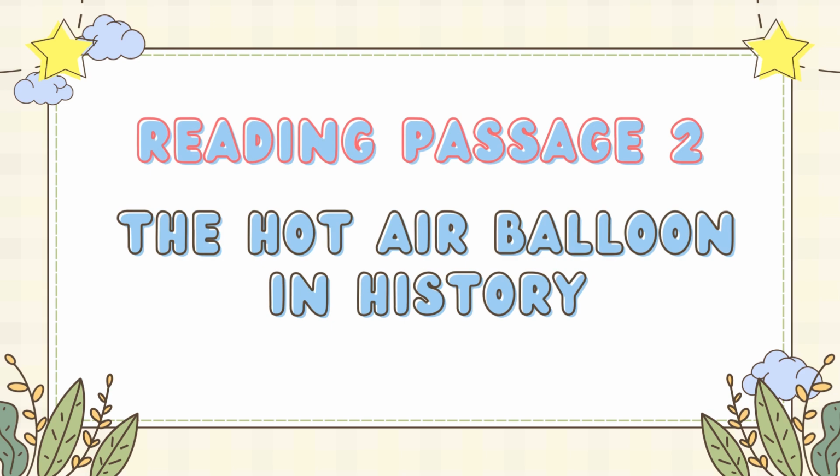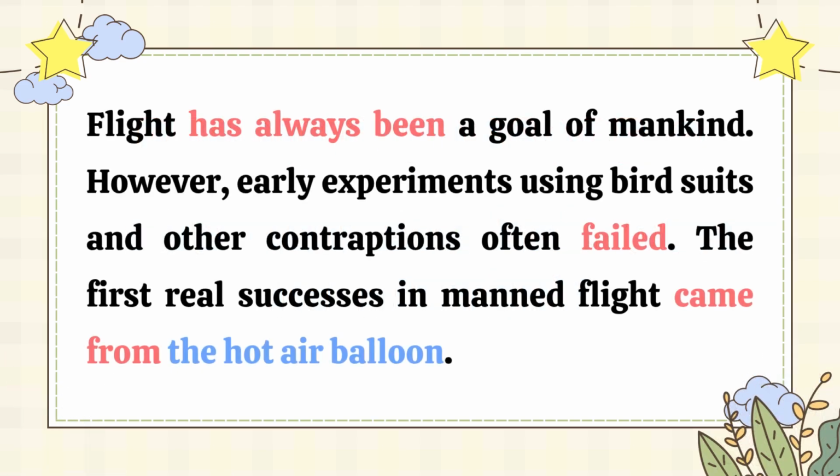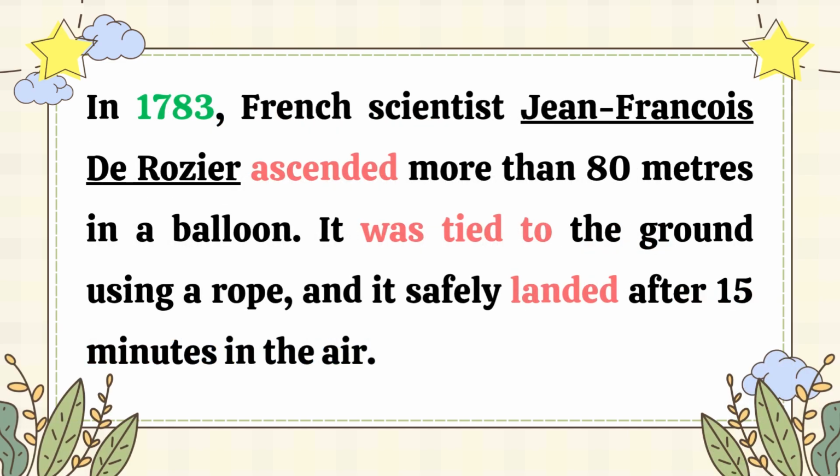Reading Passage 2. The hot air balloon in history. Flight has always been a goal of mankind. However, early experiments using bird suits and other contraptions often ended in failure. The first real successes in manned flight came from the hot air balloon. In 1783, French scientist Jean-François de Rosier ascended more than 80 meters in a balloon. It was tied to the ground using a rope, and it safely landed after 15 minutes in the air.